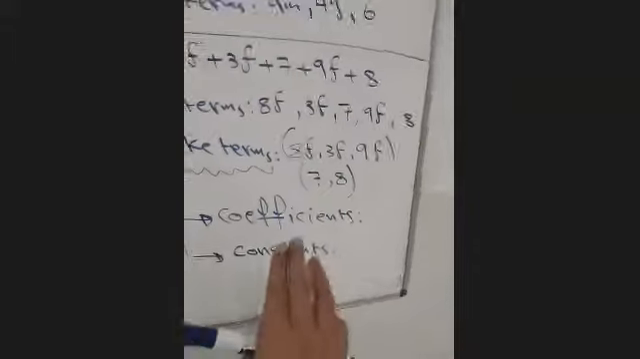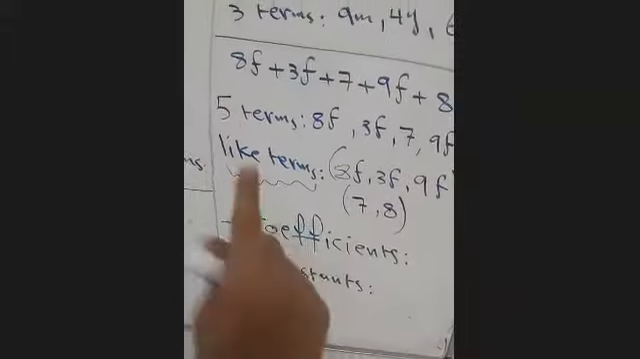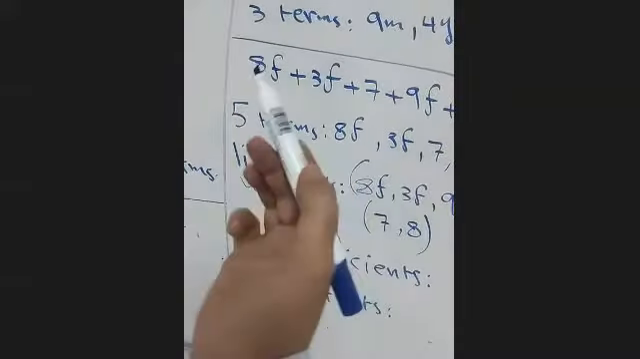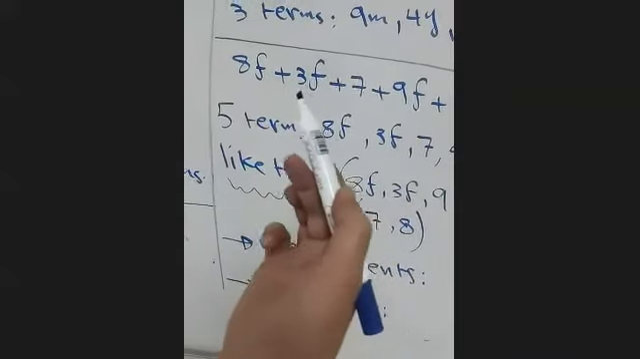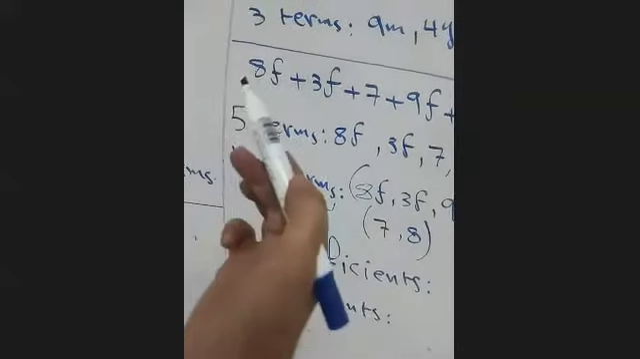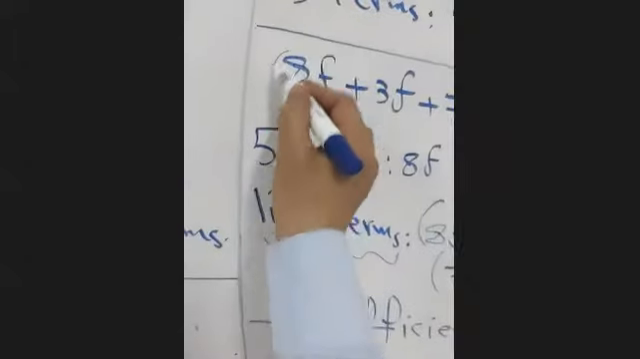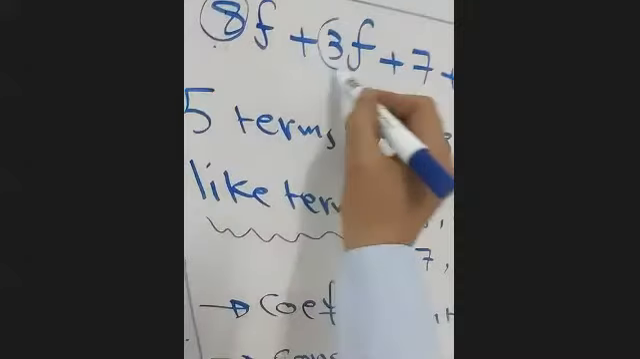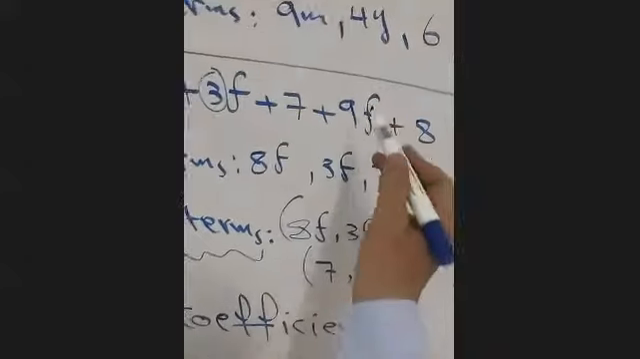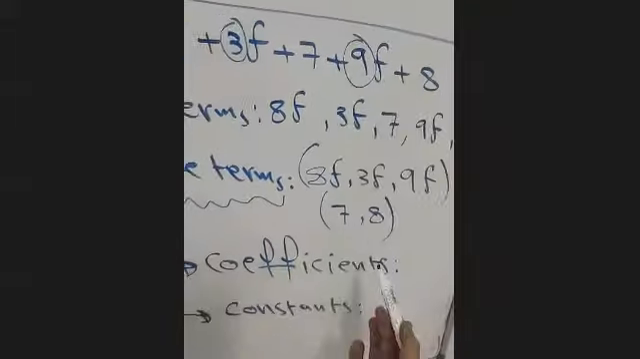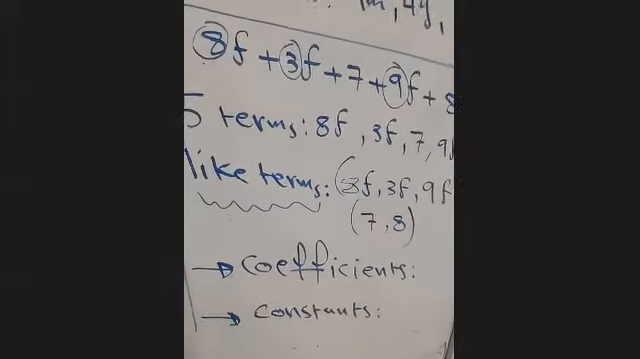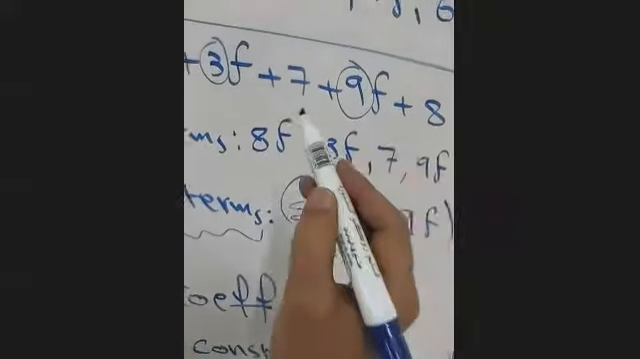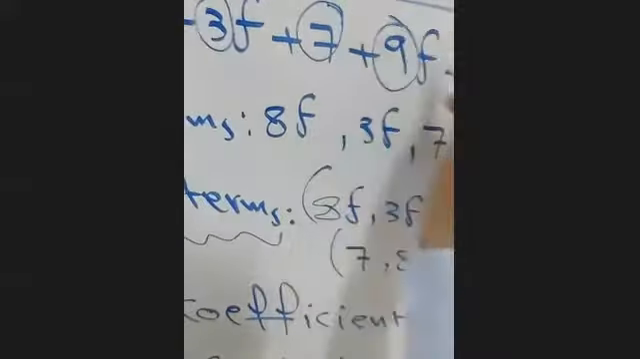Now, what are the coefficients, guys? The coefficients are the numbers which are beside the variables. So here, 8f, what do we call 8, guys? 8, we call it coefficient. What do we call the 3? Coefficient. What do we call the 9? Coefficient. The constants are the numbers which are without variable, like 7 and 8.